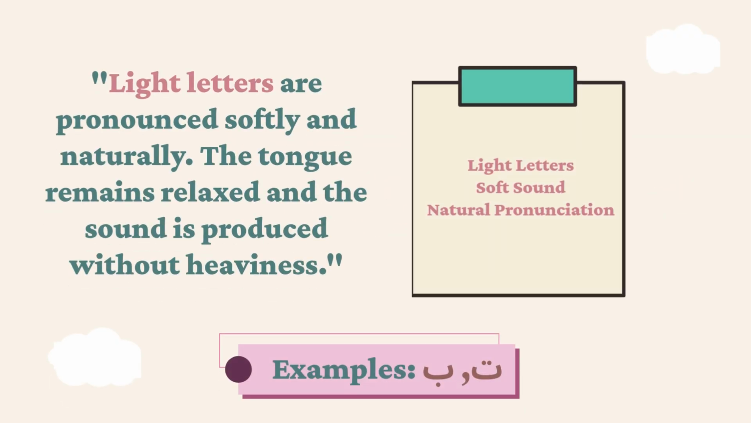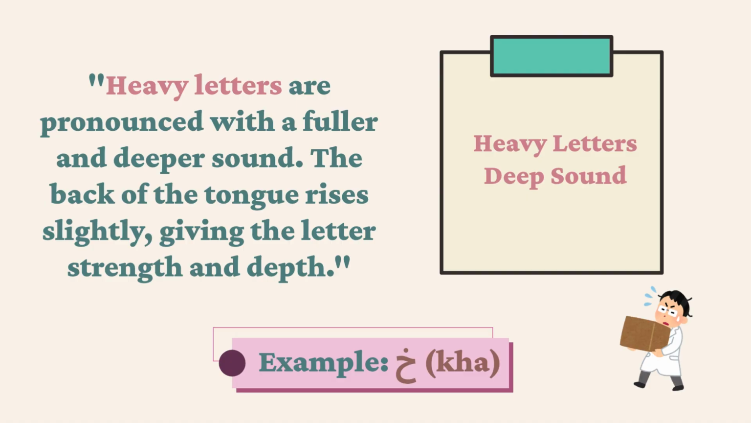Light letters are pronounced softly and naturally. The tongue remains relaxed and the sound is produced without heaviness. Examples of light letters include Ba, Ta, as we learned in the previous episode. Heavy letters are pronounced with a fuller and deeper sound. The back of the tongue rises slightly, giving the letter strength and depth. Example, Khaa, which we will discuss in this episode and also in the next more clearly.